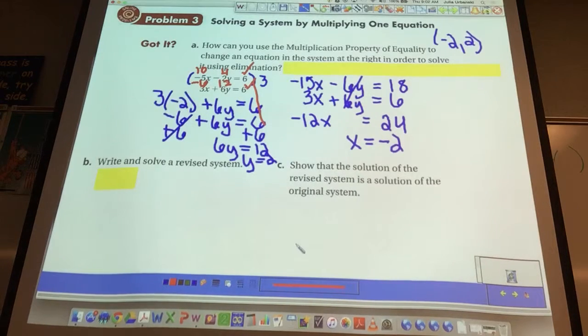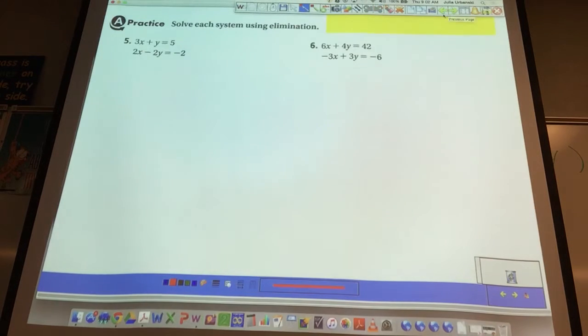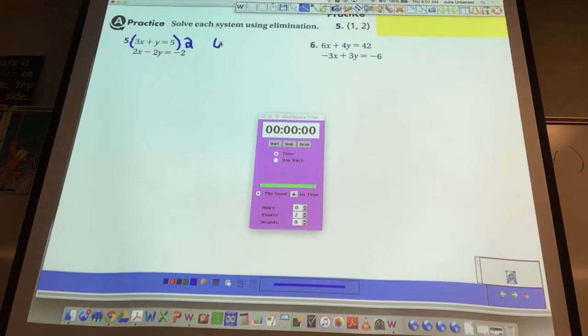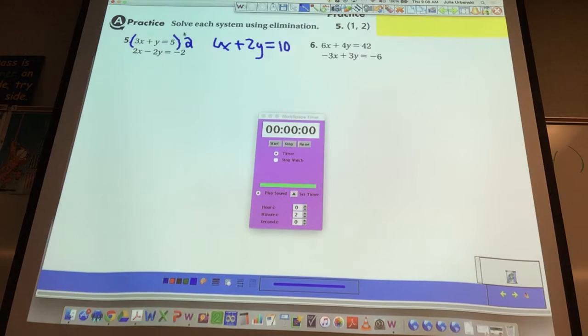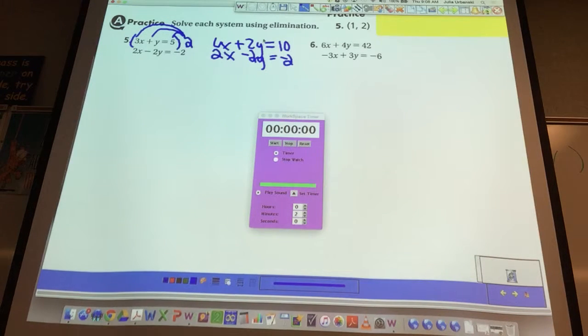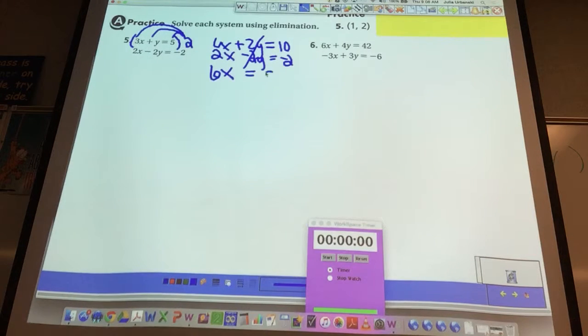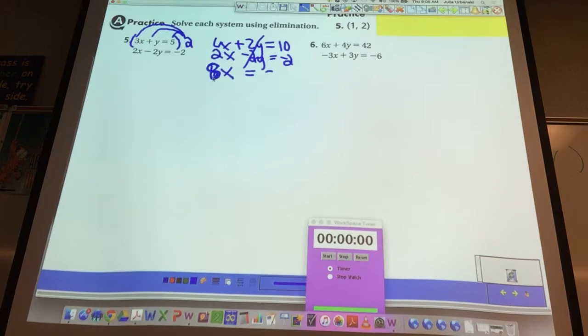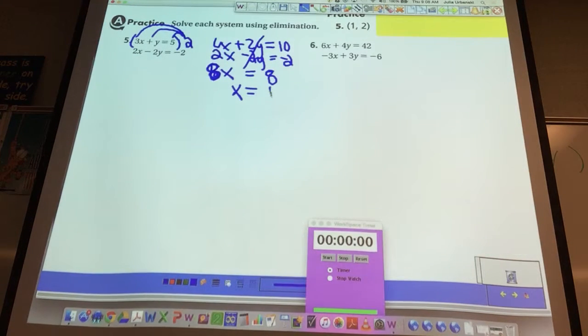Let's look at the ones for you to try on your own, and let's get them started. So when you multiply by 2, you get 6x plus 2y equals 10. Did you get that? Did you multiply every single thing by 2? Yes. And then on the bottom, it's 2x minus 2y equals negative 2. Yes. And then the y's cancel. You have 8x equals 10 minus 2. No. I said 8 and I wrote 6. I said the right thing, I wrote the wrong thing. 8. And then x equals 1.